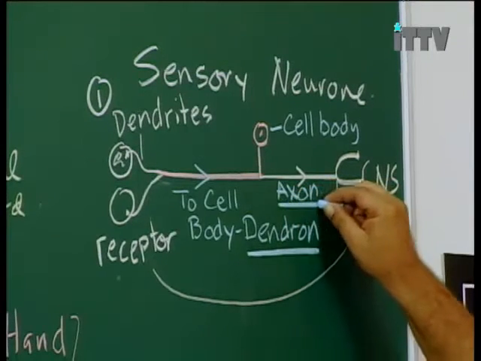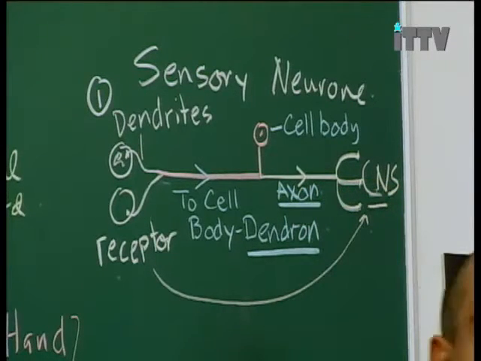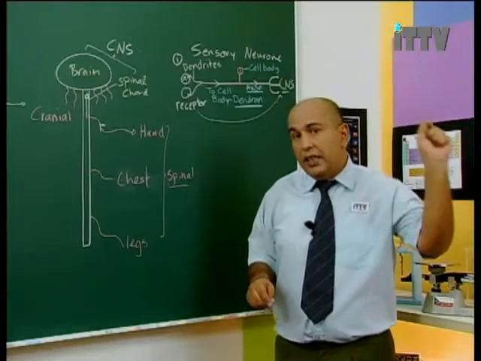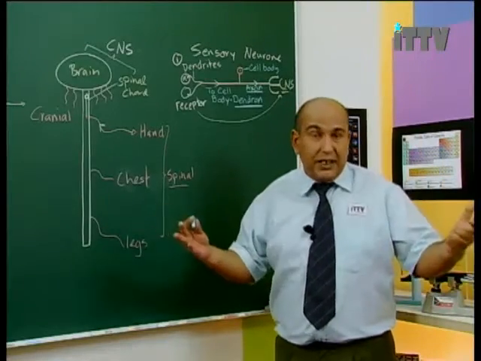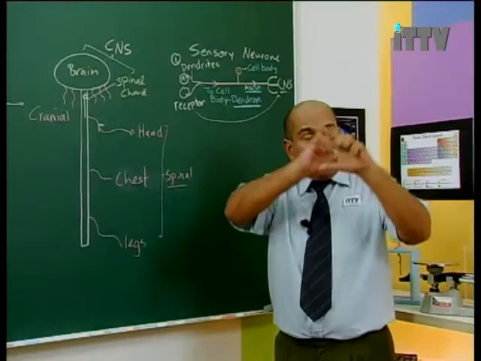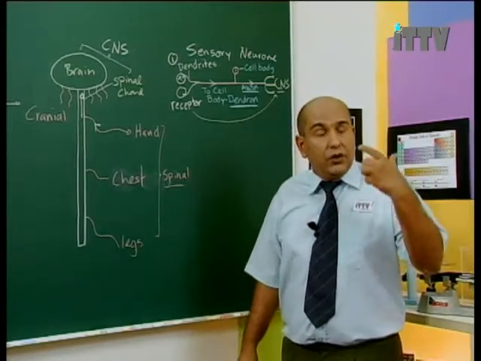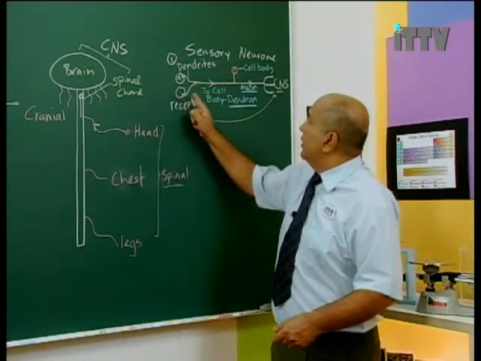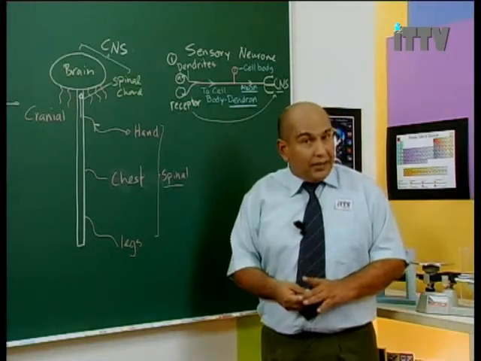as an axon. So the axon is from the cell body to away from the cell body. Let's keep it simple. Anything away from the cell body is called an axon. Anything going to the cell body is a dendron.